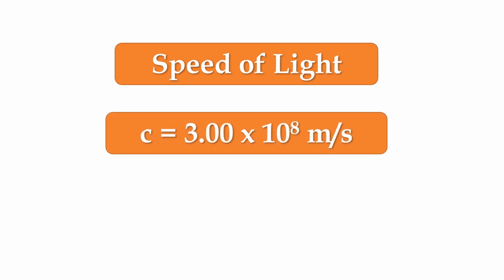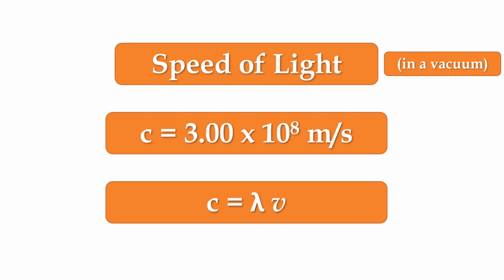Another property of electromagnetic radiation is the speed of radiation, or speed of light. The speed of light is denoted by the letter c and is equal to 3.00 times 10 raised to the 8 meters per second. This is rounded to 3 significant figures. It's also interesting to note that this is the value of the speed of light in a vacuum. The speed of light is equal to the wavelength times the frequency, lambda times nu.